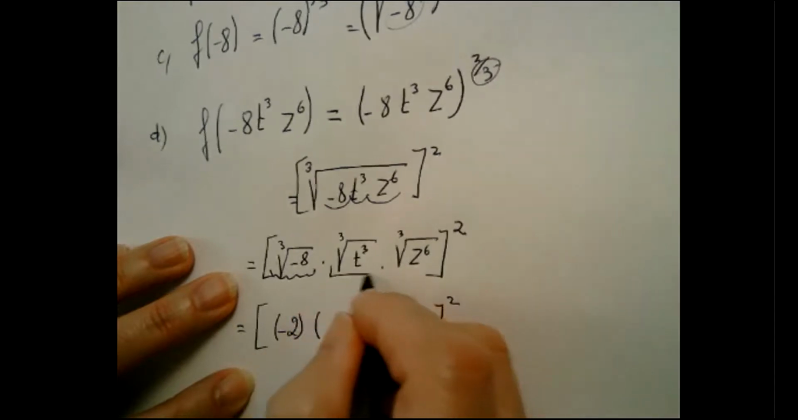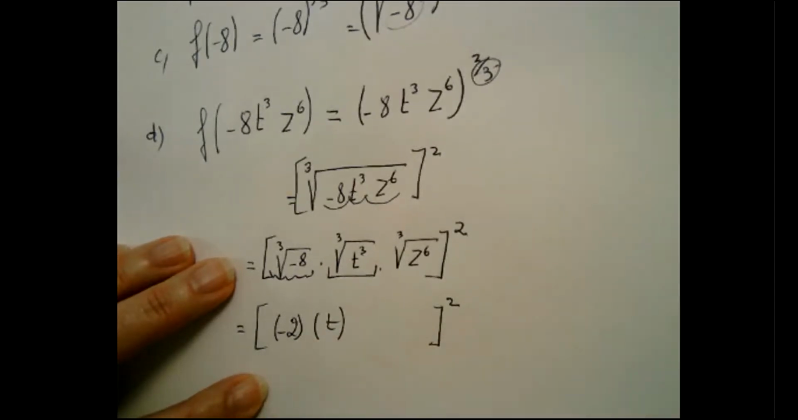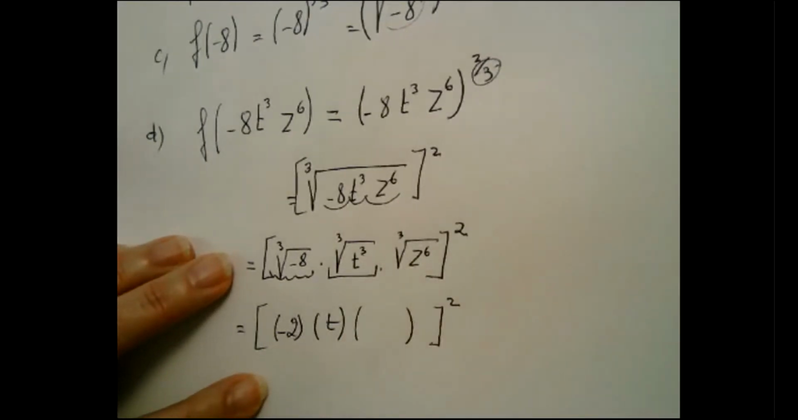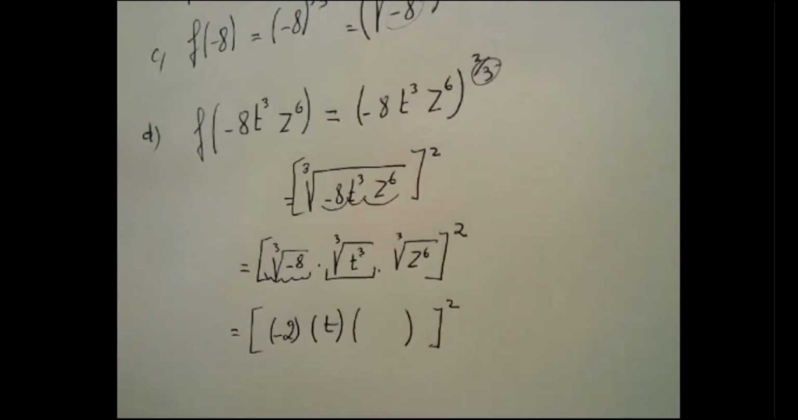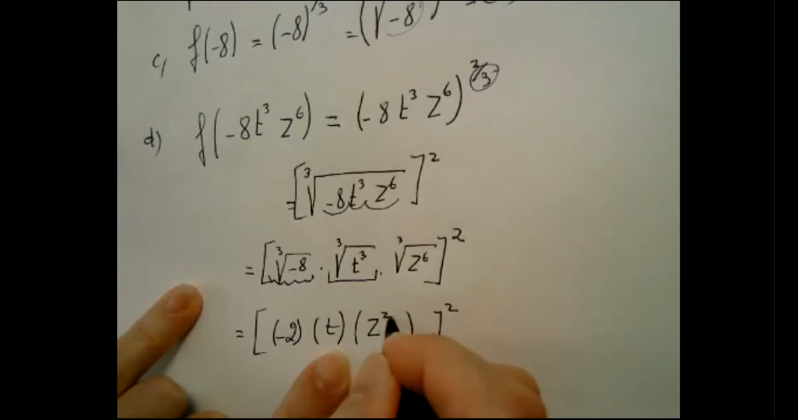Times. What's the cubic root of t to the power 3? What's the number? When you take it to the power 3, you get t cubed. It's t itself. I'm multiplying. Okay, cubic root of z to the 6. What's the number when you take it to the power 3, you get z to the 6? z squared. So here, that's exactly z squared.